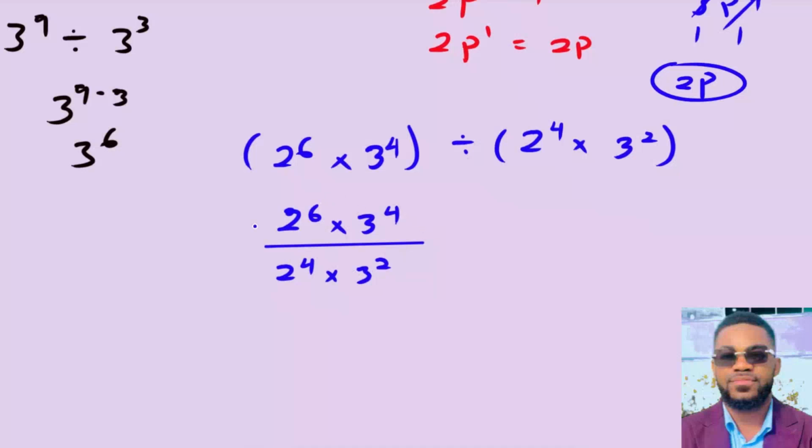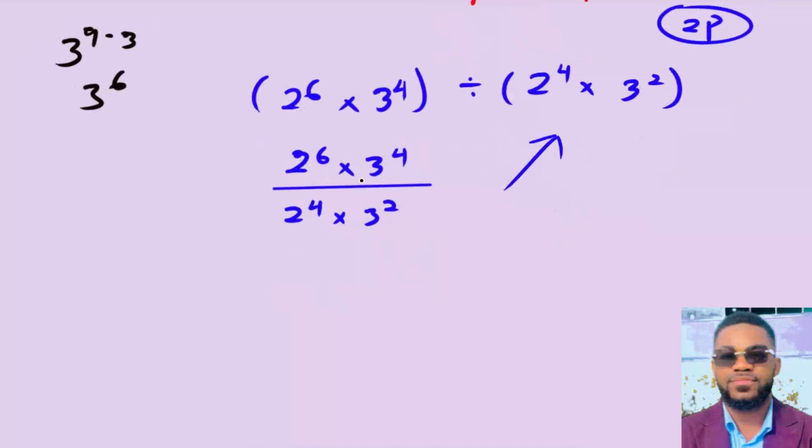What I've just done here is the same as this one. In fact, nothing has changed. It's the same as this expression: 2 exponent 6 times 3 exponent 4, divided by 2 exponent 4 times 3 exponent 2. I can do cancellation directly, but if you don't want to do that, you can do it like this.